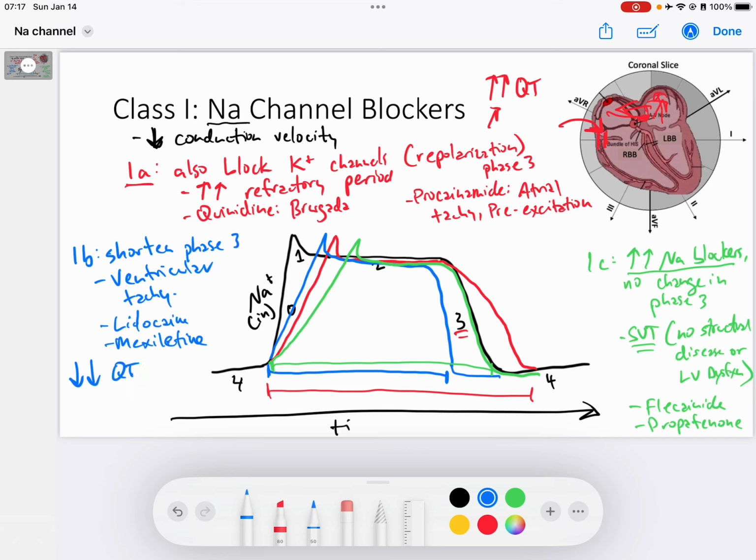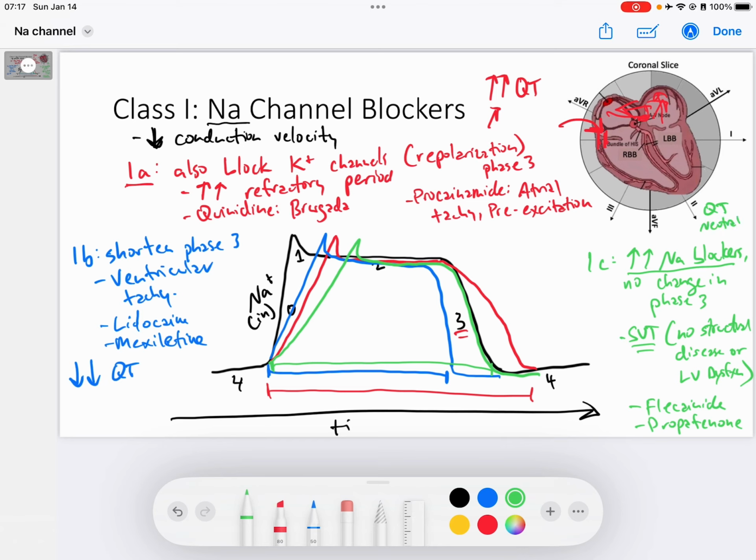And so this could be used in people with congenital or genetic causes of long QT syndromes. And then class 1C are the strongest sodium channel blockers, so we want to be really careful when we use these in patients who have structural heart conditions. But they don't increase their refractory period, or they do not increase our QT, so our QT stays the same. So these are QT neutral.